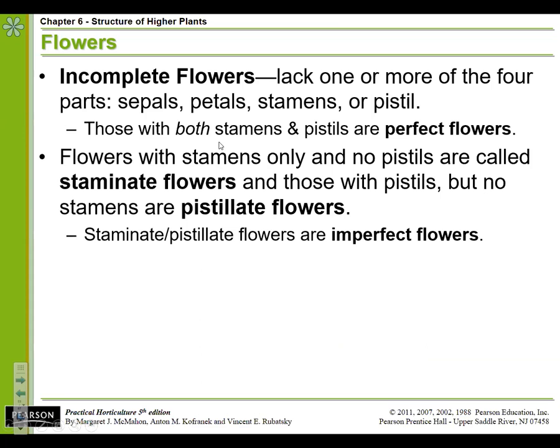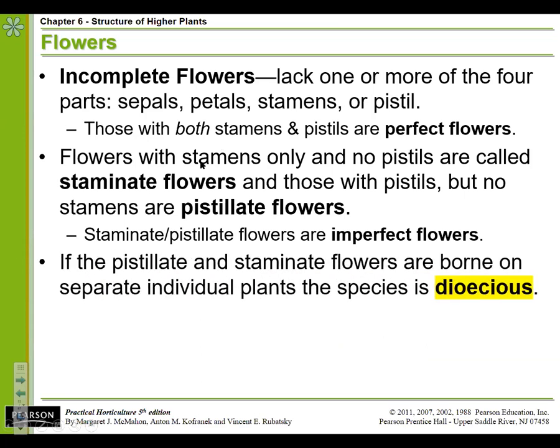So those that would have just the male part, the stamens, are staminate flowers, and those with pistils but no stamens are called pistillate flowers. Or you just refer to them as male and female flowers. If we have both pistillate and staminate flowers on different plants, then the species is called dioecious. And the Latin there is breaking it down into two houses. So that means that there's a male plant and a female plant. And usually in the dioecious plants, there are often the hermaphroditic types as well, where they every once in a while have both.